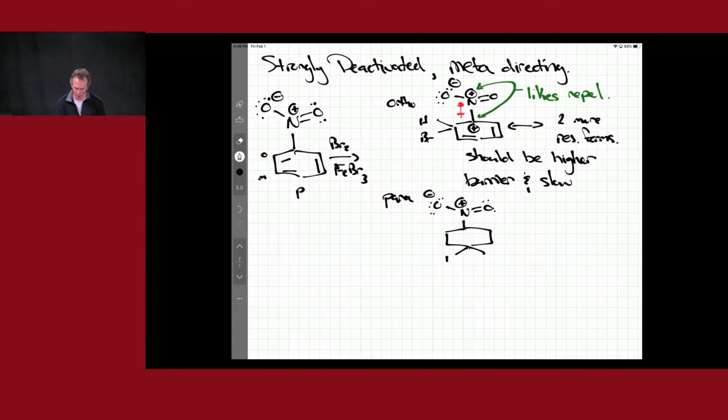Add that bromine to the para position. One of those resonance forms would also have the carbocation delocalized right next to that cation on the nitro group. So the same rationale. Okay, two more forms, just like above. So overall, this should be slow, and the whole reaction should be slow.